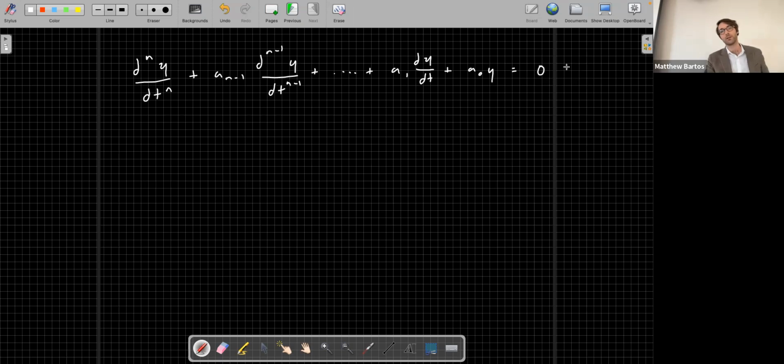That'll be next time. Let's go ahead and plug our solution y into this equation and see what happens. What will this first term become? All right, this will be lambda to the nth power times e to the lambda t. Very good. Okay, and this next term here, right? We'll have this first coefficient, a_(n-1) times lambda to the n minus 1 times e to the lambda t, and so on and so on. Here we'll have, what will this term be?